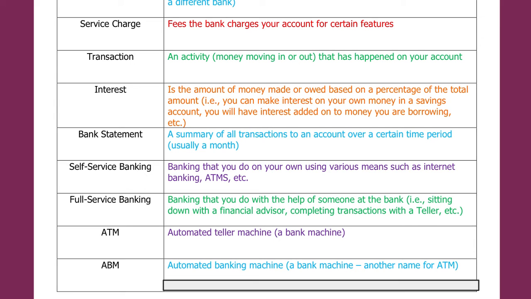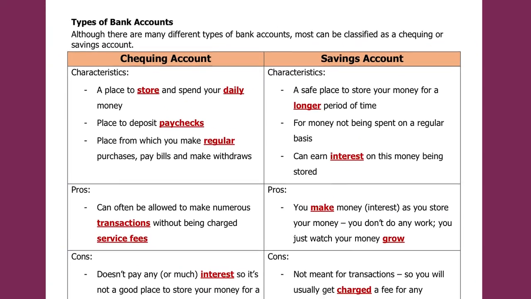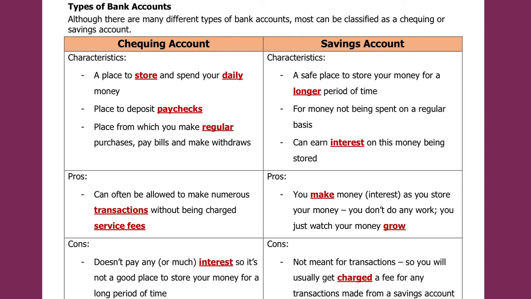which is an automated banking machine. So again, just another name for an ATM. Okay, moving on to the next page here. So we've got two different types of accounts, and these are the main ones at least. So we've got checking account and savings account.